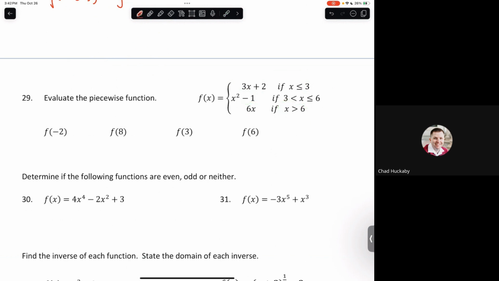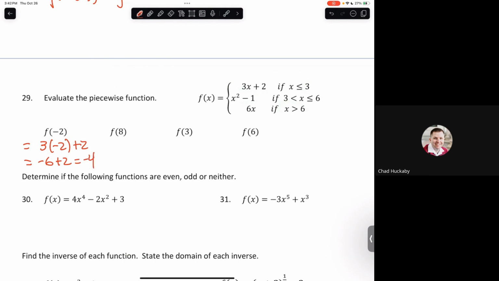So f of -2. Which piece are we looking at? The first one, 3x plus 2, because negative 2 is less than or equal to 3. So we're looking at 3 times negative 2 plus 2, which is negative 6 plus 2, equal to negative 4.